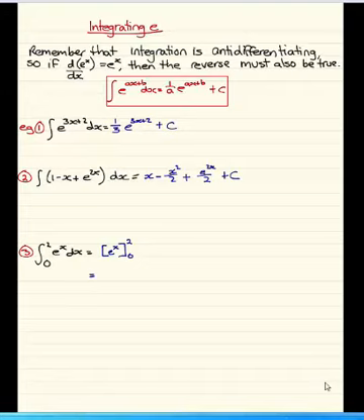So I would expect you to be telling me, well, that is e to the power of 2 minus e to the power of 0, but we know that anything to the power of 0 is 1, so this is equal to e squared minus 1.